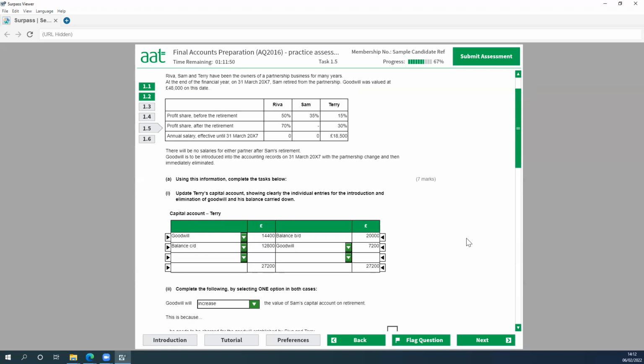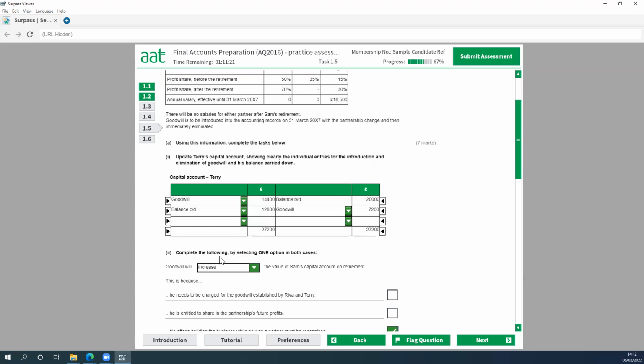So then we balance off the accounts. So we've got 27,200, take it across without thinking, and then the balancing figure is 12,800. So we would then have balance carried down, but obviously that then becomes balance brought down at the start of the next period. So Terry would start off with a balance of 12,800 in relation to his capital account. Okay.